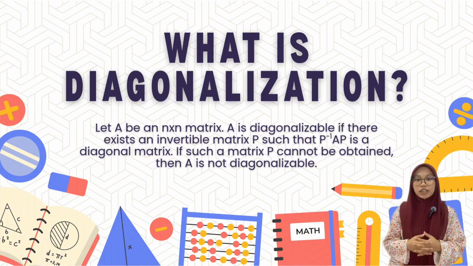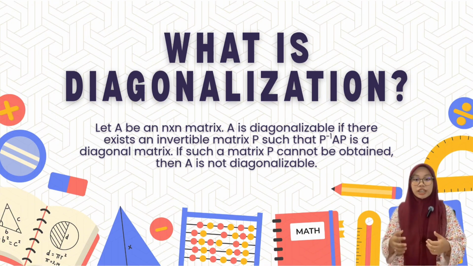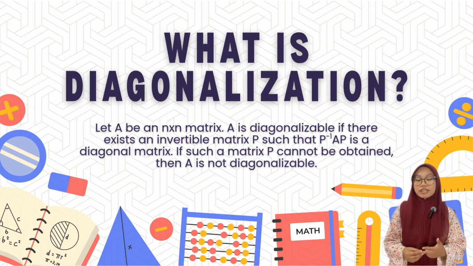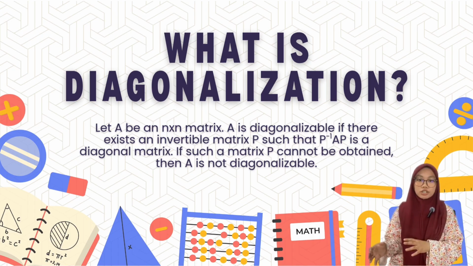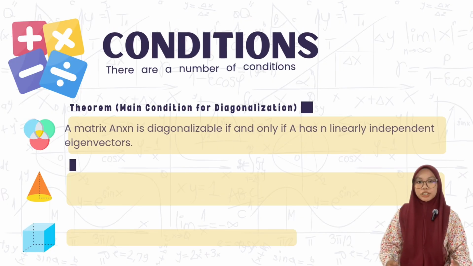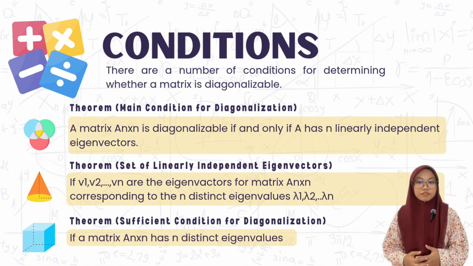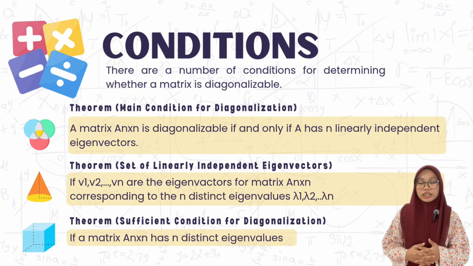In this presentation, I will explain the conditions for diagonalization, the steps involved in the diagonalization process, and several examples to determine whether a matrix is diagonalizable. Before we look at the examples, let us first understand the conditions for diagonalization.